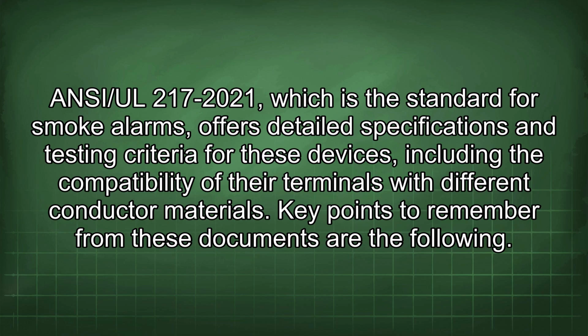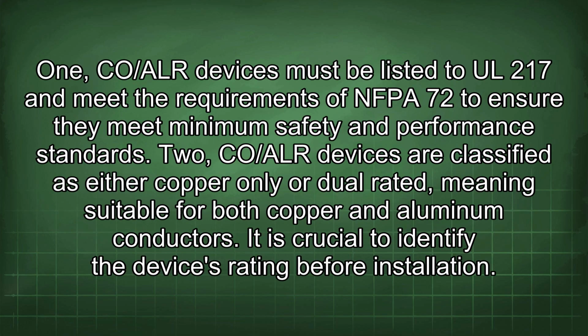Key points to remember from these documents are the following. 1. CO/ALR devices must be listed to UL 217 and meet the requirements of NFPA 72 to ensure they meet minimum safety and performance standards. 2. CO/ALR devices are classified as either copper only or dual rated, meaning suitable for both copper and aluminum conductors. It is crucial to identify the device's rating before installation.